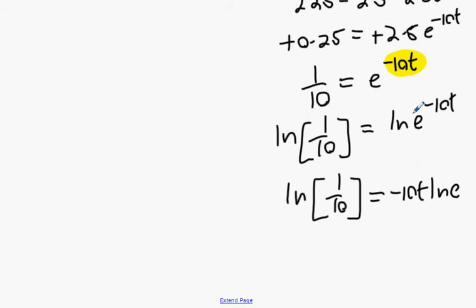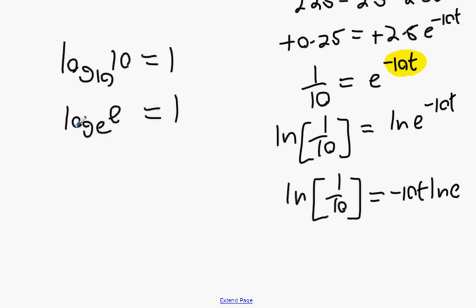Rule of logs. But does it not have to be ln of e to something? It is to something. Is it ln e is 1? Yes, any log to the same base is 1. Log 10 base 10 is 1. Log e base e is 1, and log base e is ln, so ln e equals 1.